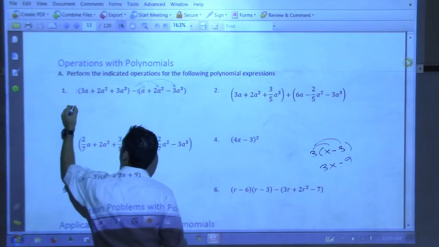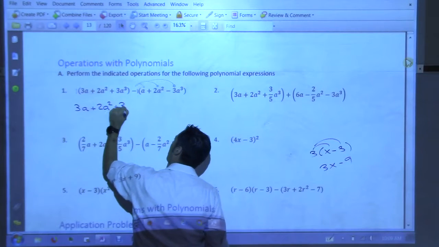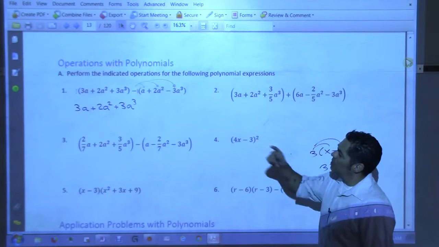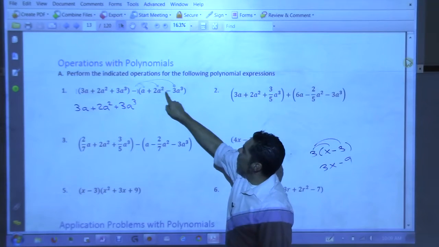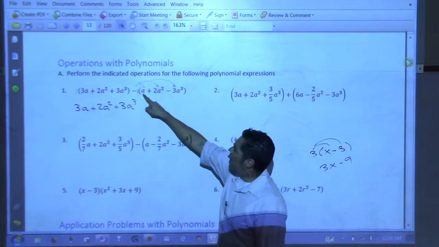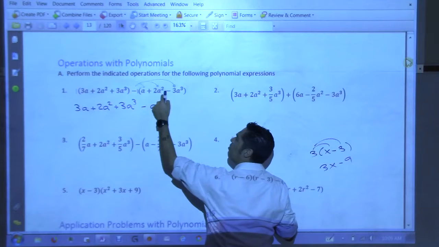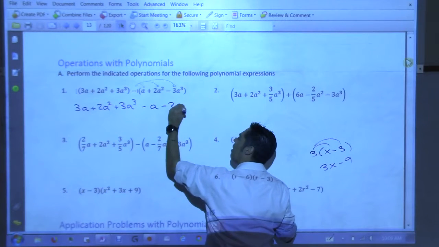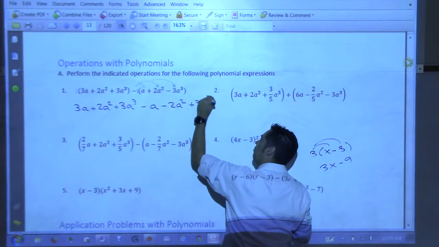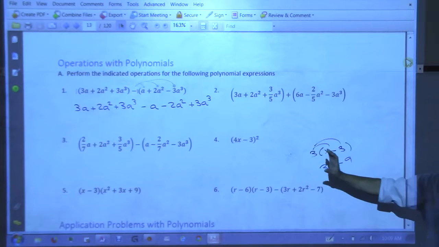So here we go. This becomes 3a plus 2a squared plus 3a cubed. All right? And now I'm going to write these three, but I'm going to change their signs. So instead of a, it's going to be minus a. Instead of plus 2a squared, it's going to be minus 2a squared. And instead of minus 3a cubed, it's going to be plus 3a cubed. So now we have no parentheses.